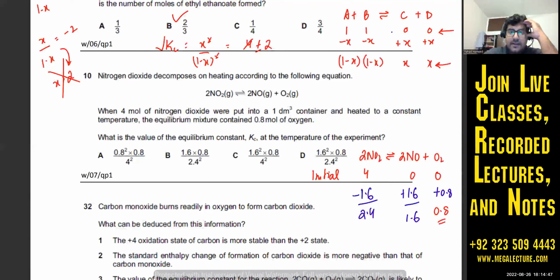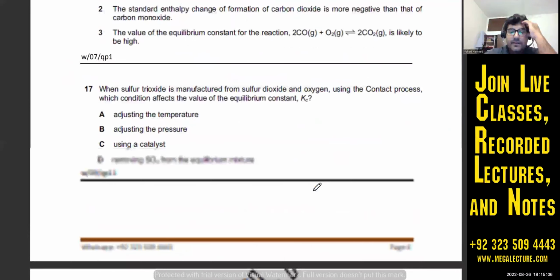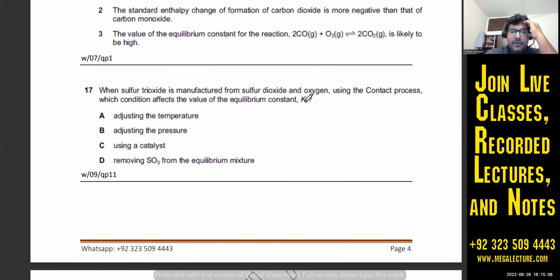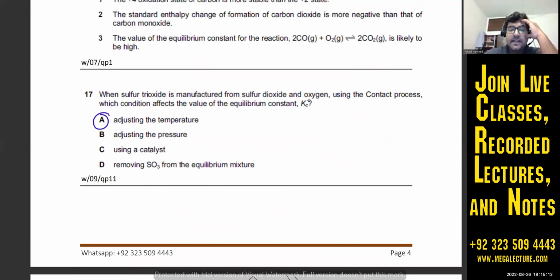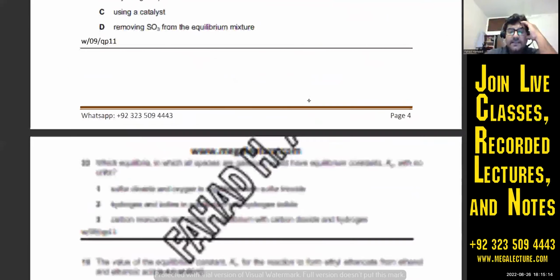Take out the concentrations. Okay, but what will the expression be? It's NO squared, this one 1.6 squared, into 0.8, divided by 2.4, product over reactant. So it's going to be D. Okay, so what affects the value of equilibrium constant Kc? It's just temperature. Remember, only temperature changes the value of Kc.